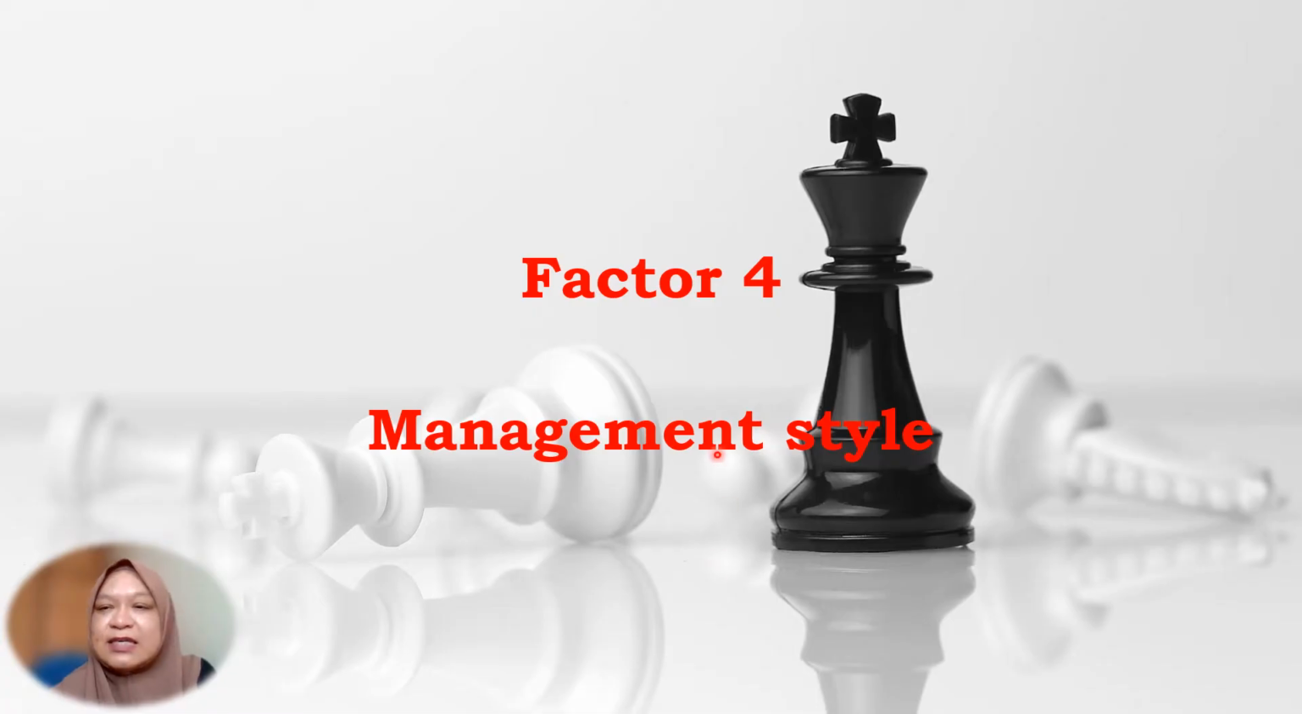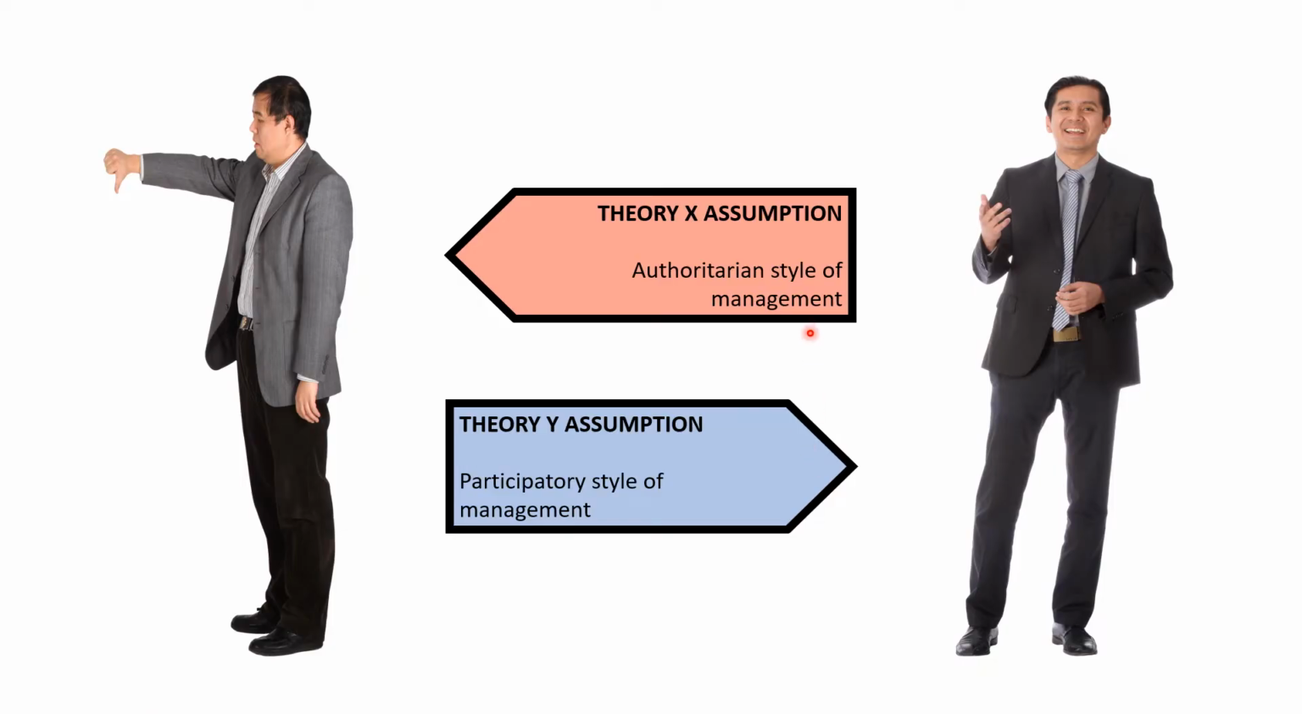Okay. In terms of management style, of course we have to handle these two types differently. For the theory X assumptions, the manager has to use the authoritarian style of management. Authoritarian style means that the manager, the leader, has to hold all the authority. So full authority is on the manager, and the manager has to coerce them, force them.